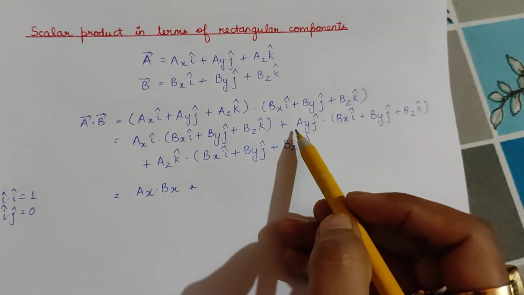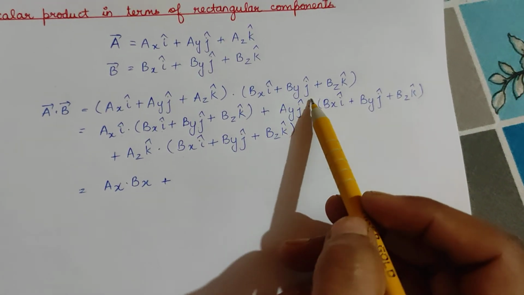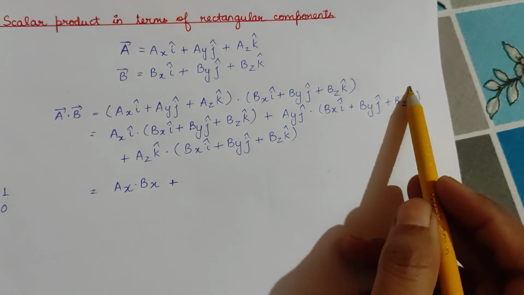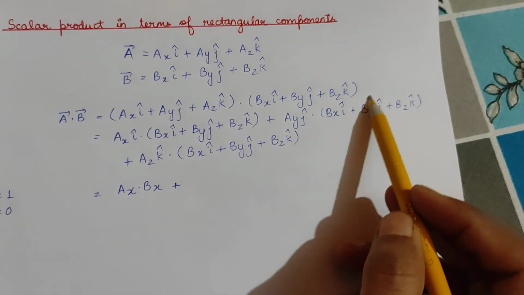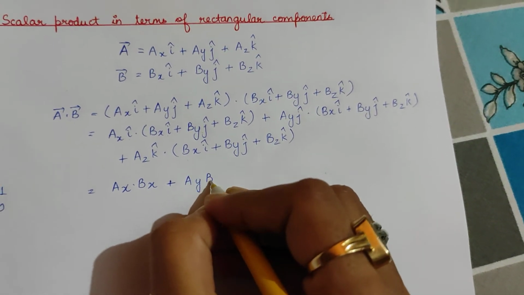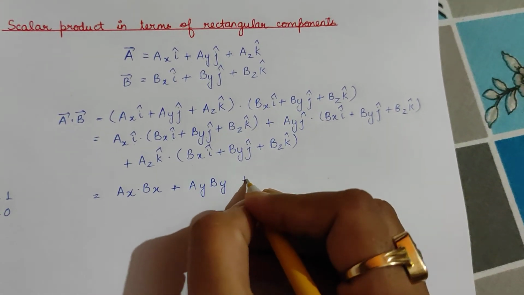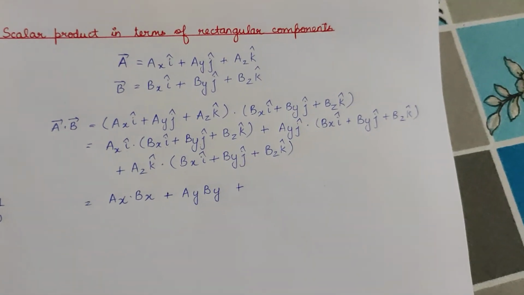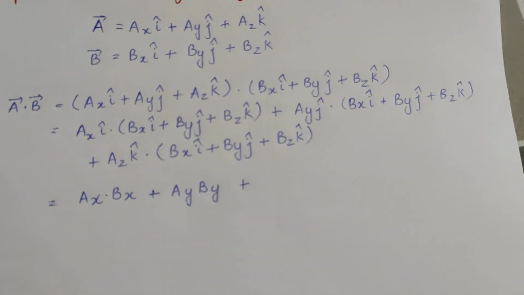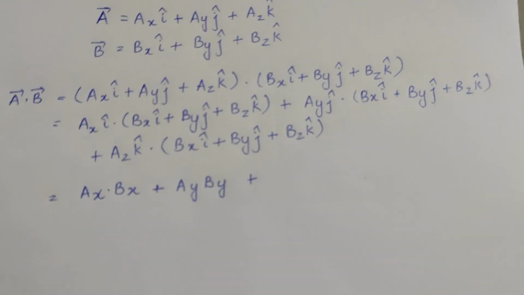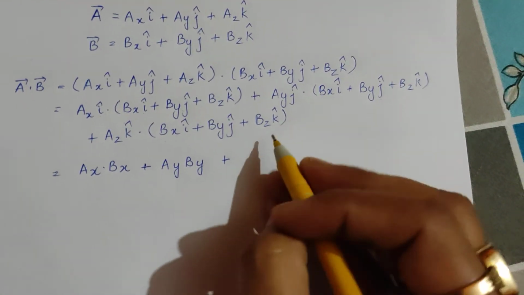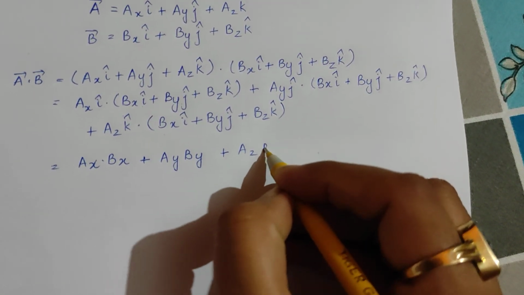Now we will multiply it in a similar manner. If we multiply J cap with I cap, we get 0. J cap with K cap will give us 0, but J cap with J cap will give us 1. So we are left only with AY BY. Plus, now in case of AZ K cap, if we multiply it with I cap, it will give us 0. With J cap also it will give us 0, but with K cap it will get multiplied. So we will get AZ BZ.